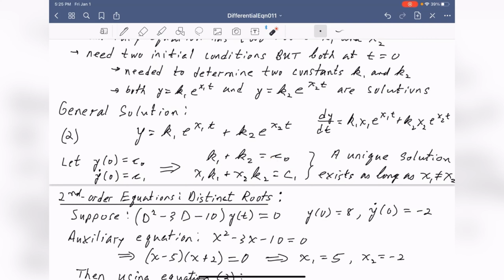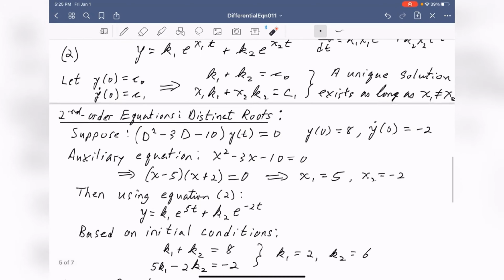So we get k1 plus k2 is equal to c0. Then we take the derivative of this general solution, and we find that it's equal to k1 x1 e to the x1t plus k2 x2 e to the x2t. And again, we solve this at t equals 0, which means that these exponentials are 1, and we end up with x1 k1 plus x2 k2 equals the second condition, c1.